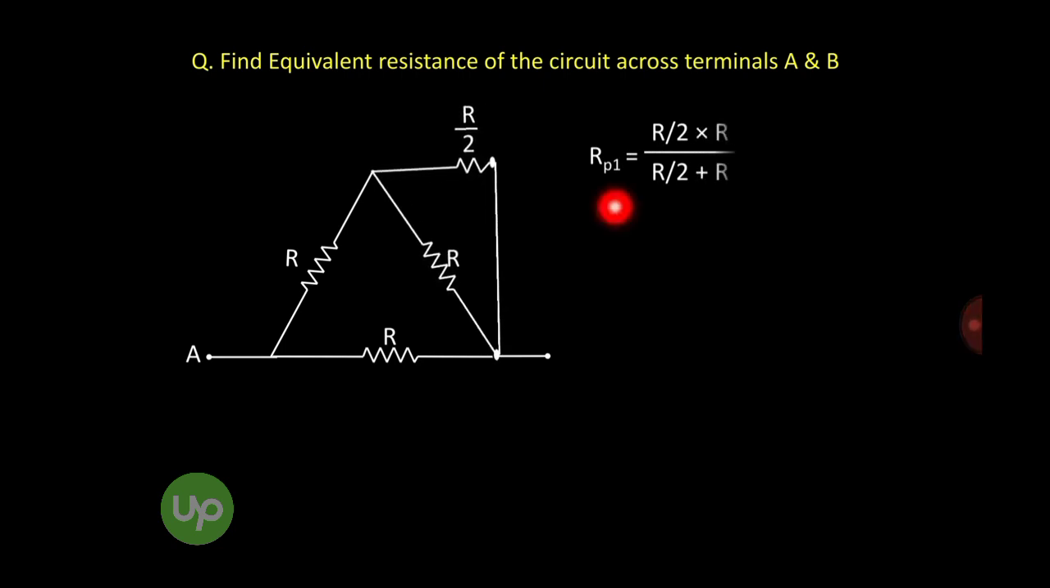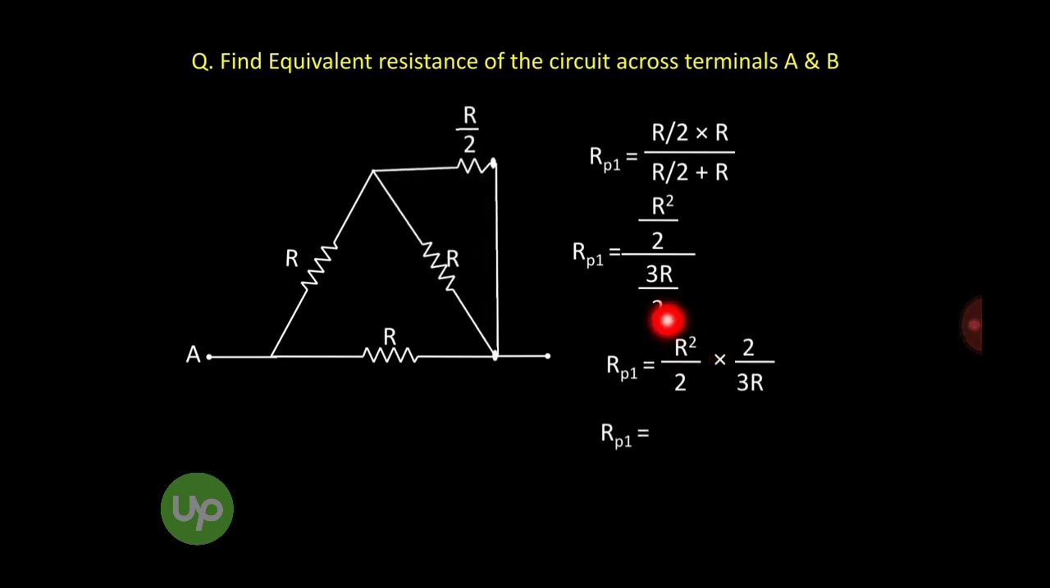So we know that if two resistors are in parallel, then in the numerator there is a multiplication and in the denominator there is addition. So R by 2 into R upon R by 2 plus R. So this parallel combination will become, in the numerator we will be having R square by 2 and in the denominator we will be having 3R by 2. So finally the parallel combination is R square by 2 into 2 upon 3R.